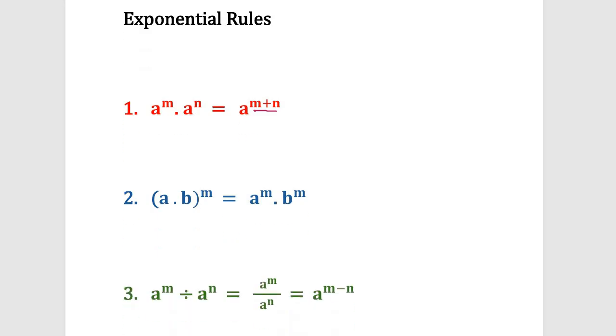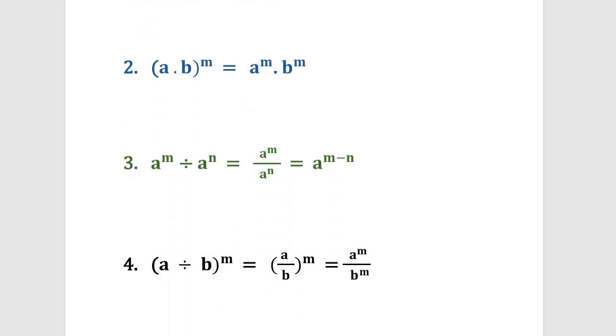Again, in formula number 2, we have two numbers multiplied, a times b whole to the power m. We can write this as equal to a to the power m times b to the power m. The power is separately assigned to the two numbers with a multiplication sign in the middle. So this is formula number 2.